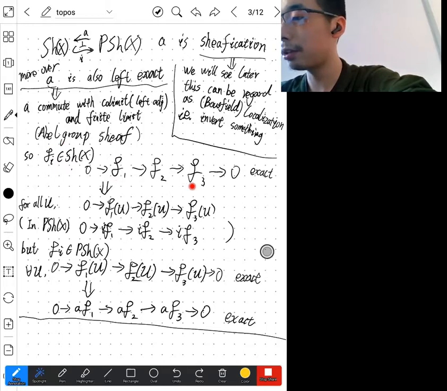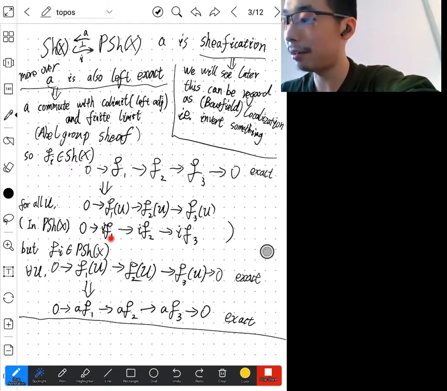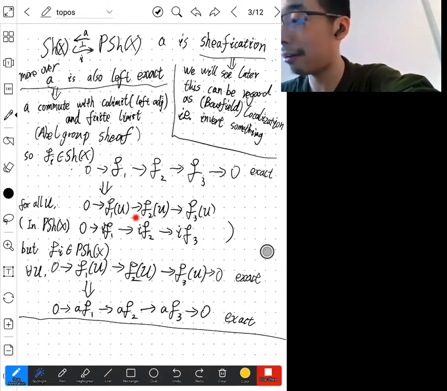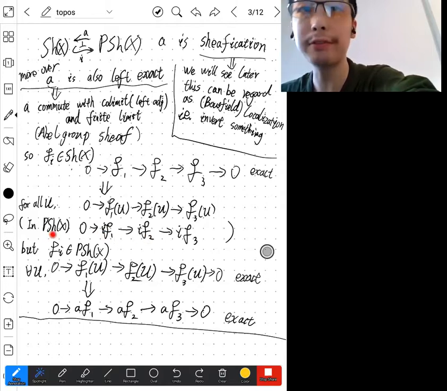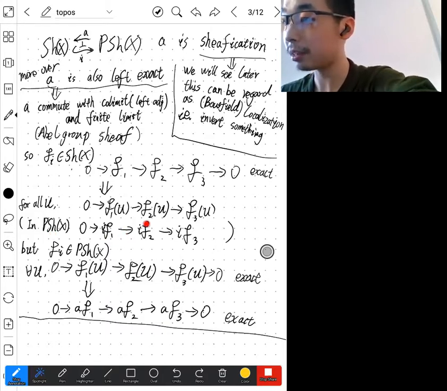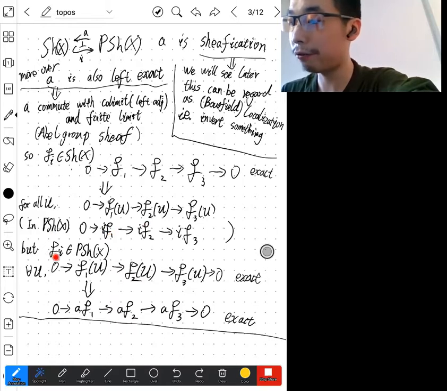And if we take the global section, we only get a left exact sequence. I mean, for all U, we take the global section, it's left exact. This is equivalent to saying that the embedding I into the presheaf category is just a left exact functor. But if the sequence is exact in the presheaf category, meaning for each U the sections are exact, then after sheafification, it's again an exact sequence.